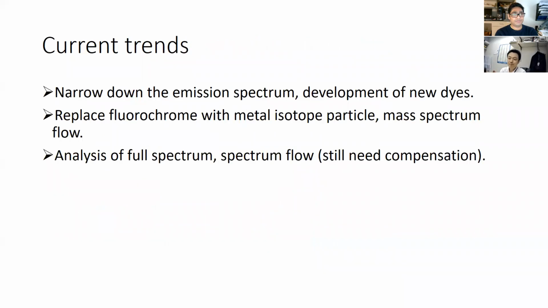Okay, we already talked about the overlay and the spillover. So what can we do to improve? Right now, companies are trying to manufacture some new dyes that narrow down the emissions, so hopefully that can resolve it. Also, you can replace the fluorophores with metal isotopes, called mass cytometry. You may also have heard about spectral flow. It doesn't only measure one part of the spectrum, it measures multiple parts of the spectrum, but it still needs compensation.